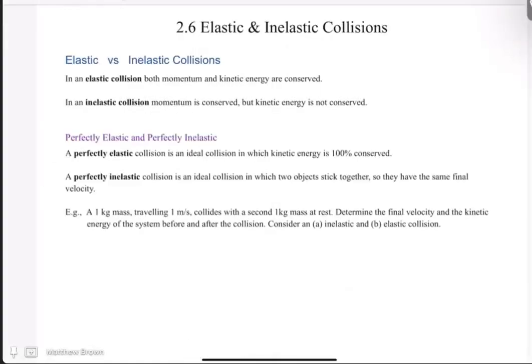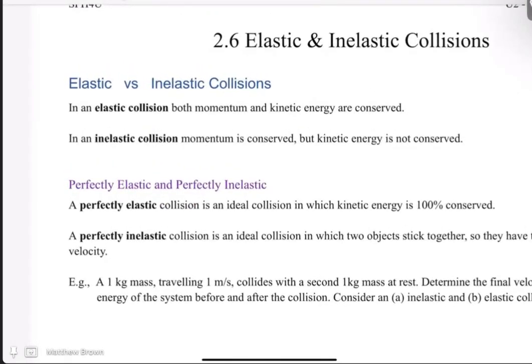Now that we understand what momentum is and we understand the conservation of momentum, we can look in a little bit more detail at collisions and ways of analyzing them. So just some definitions. Two types of collisions we'll look at: elastic and inelastic. An elastic collision just means both momentum and kinetic energy are conserved. And it's just like it sounds.